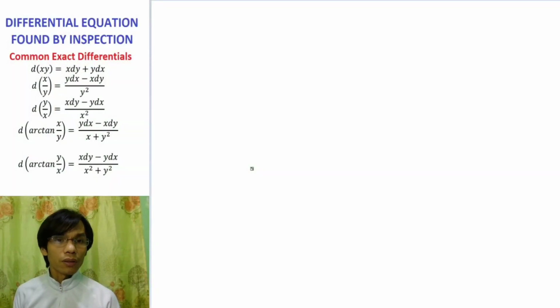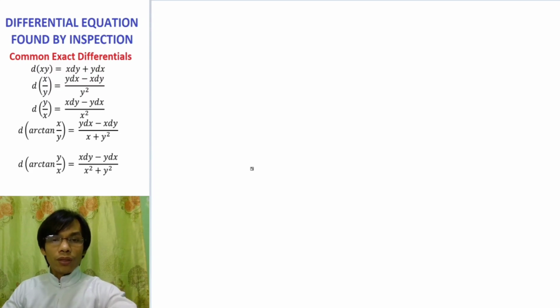common exact differentials. So on the left side of your screen, we have d of xy. Of course, the derivative of xy is equal to x dy plus y dx. And then the derivative of x over y is (y dx minus x dy) over y squared. And the derivative of y over x is equal to (x dy minus y dx) over x squared, and so on and so forth. So the first thing you have to do is to recognize that these exact differentials, maybe one or two or even more, are present in our equation.